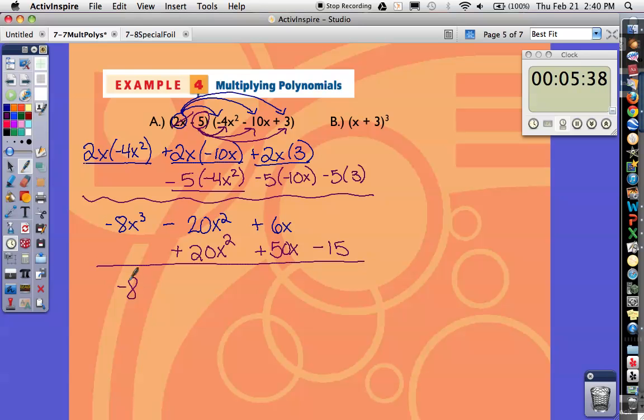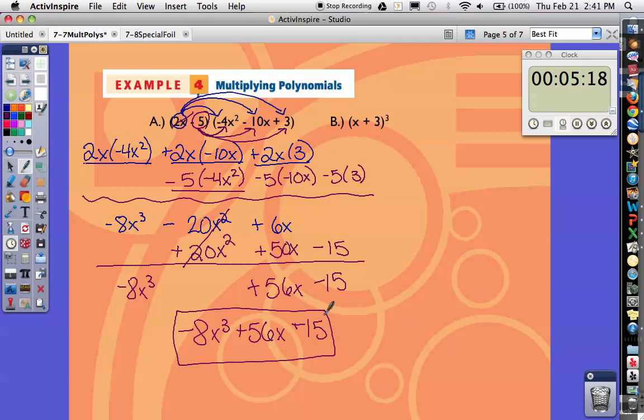So we'd have a negative 8x cubed. These are actually going to cancel each other. So we have a plus 56x and then a minus 15. Negative 8x cubed plus 56x minus 15 is in standard form already, so you are good to go.